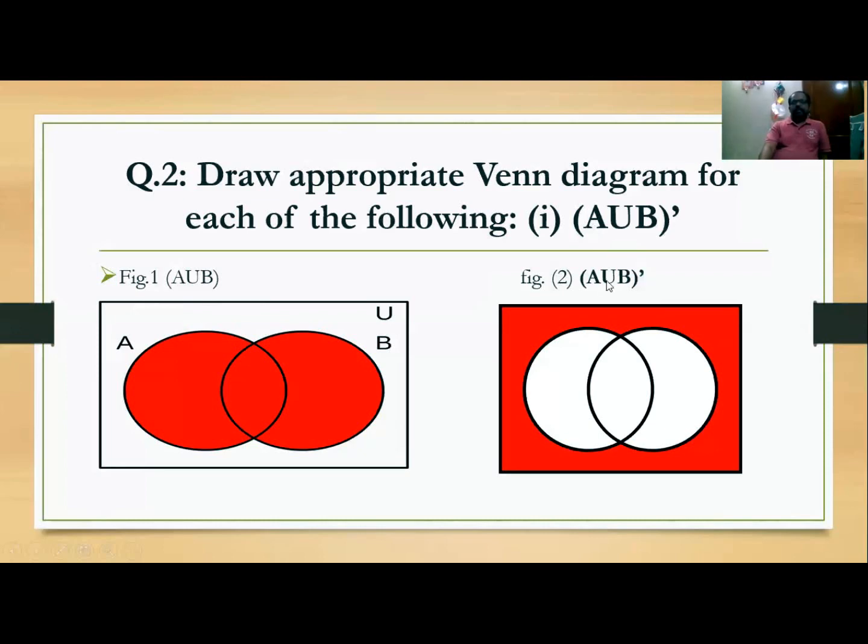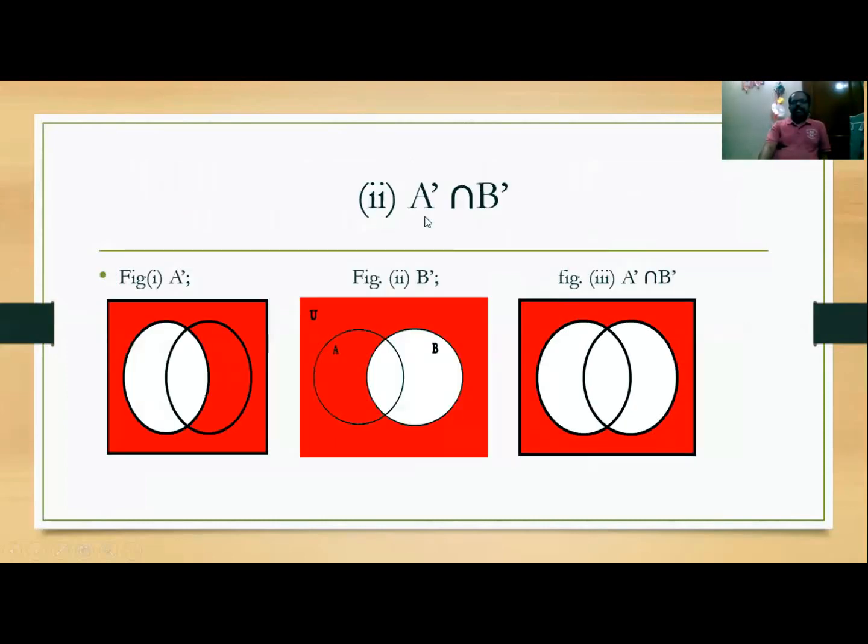Now let's go for the second one. The second one is A dash intersection B dash. What is A dash intersection B dash? Again, it is the intersection of the complements of the two sets A and B. So again we go step by step. First get the Venn diagram for A dash. Here, if you see, we have three diagrams to draw the Venn diagram for A dash intersection B dash together. First get the Venn diagram for A dash, then get the Venn diagram for B dash, and then take their intersection. Clear? So first, A dash.